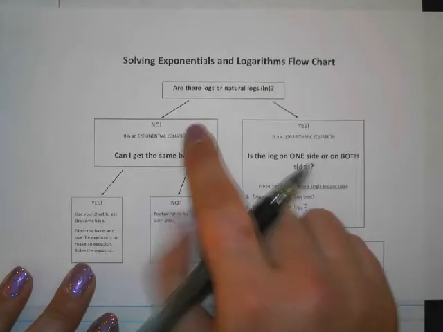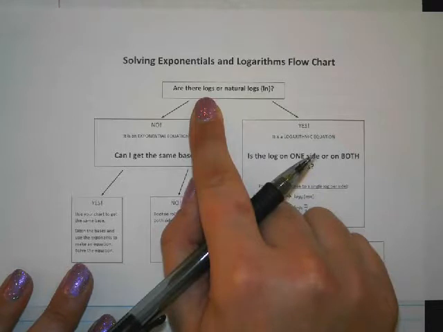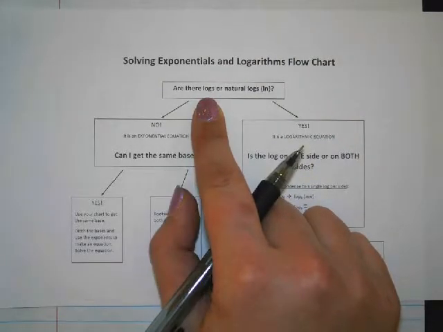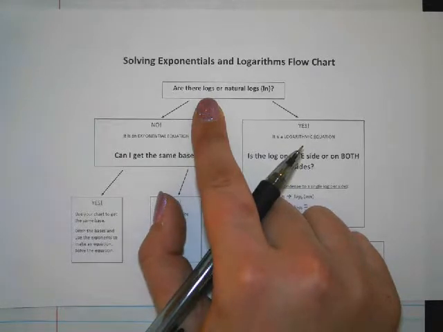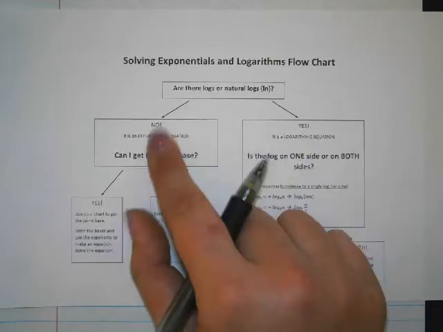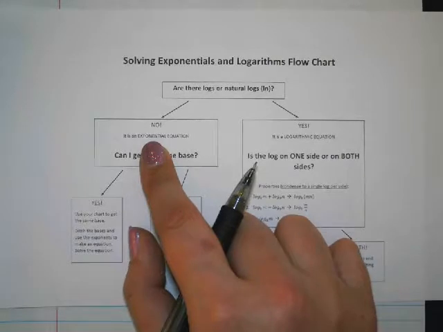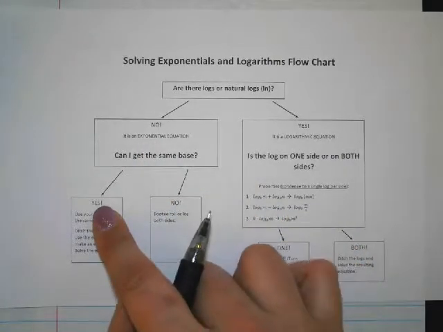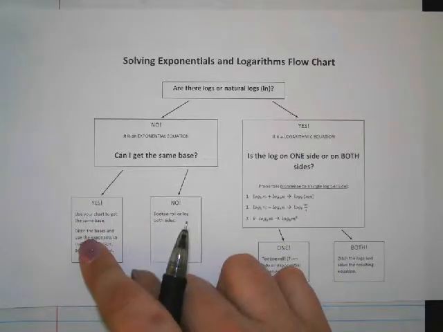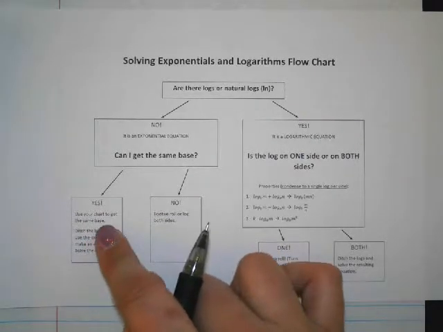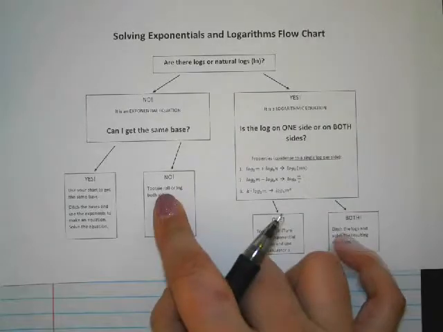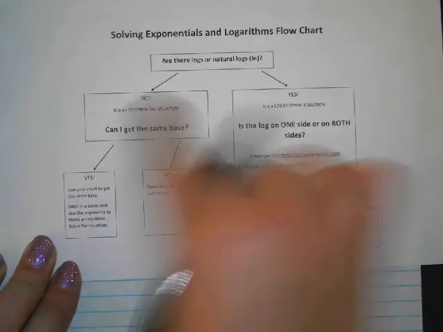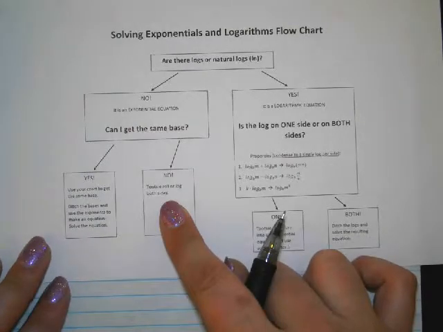So yesterday, when we were looking at the problems that did not have the word log or ln in them, that meant it was an exponential equation. And so we had two options. If we could change the base, we would use the chart to change the base so we could solve the problem. If we couldn't get the bases to be the same, we would either Tootsie Roll or log both sides, whatever you were comfortable with. So this side of the flow chart is what we used yesterday.